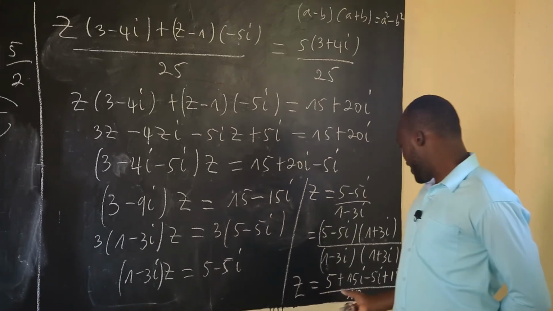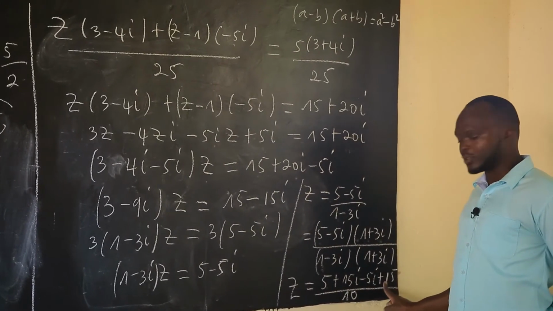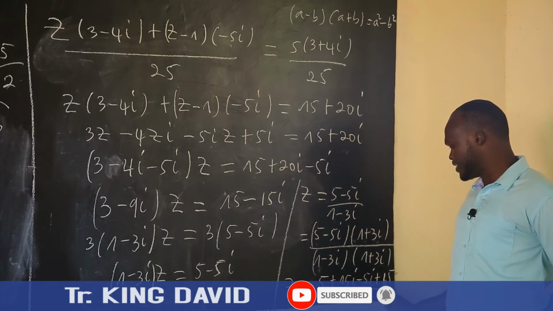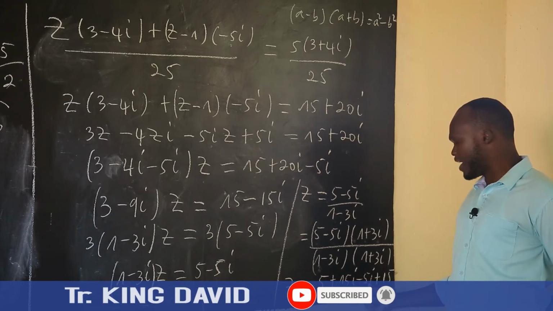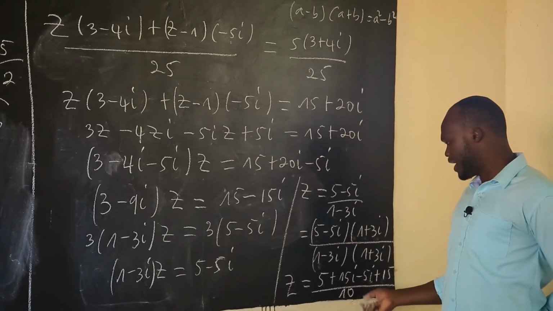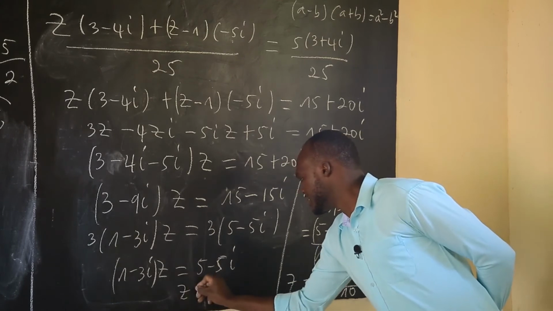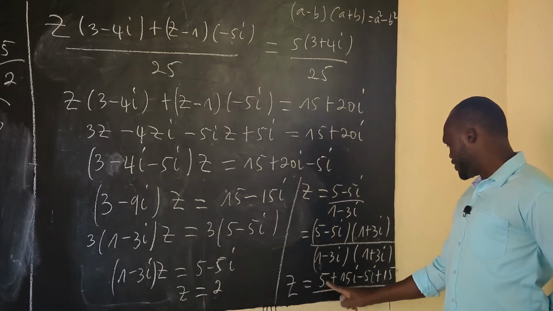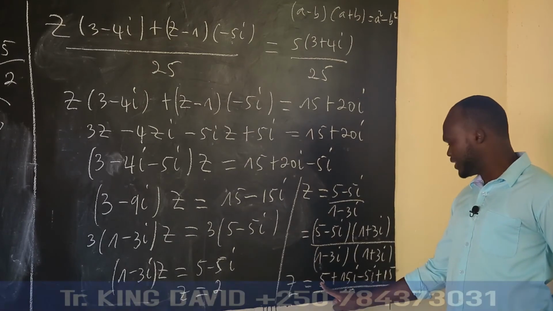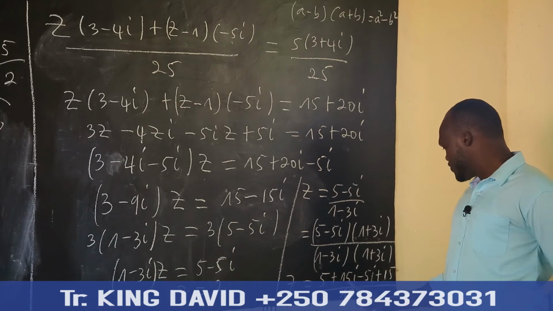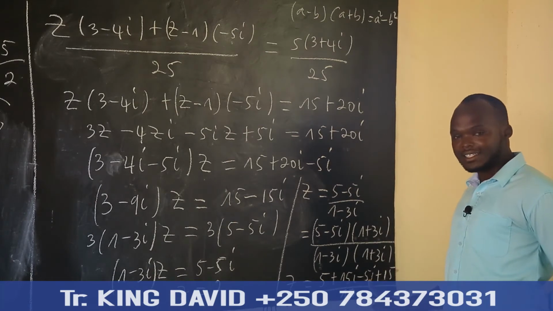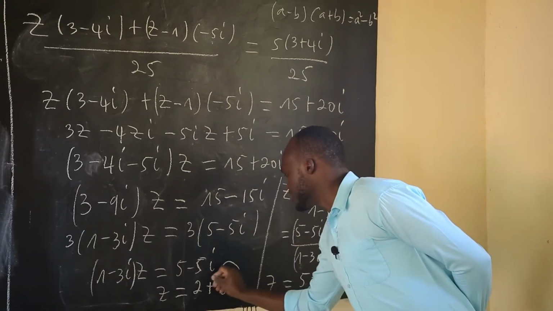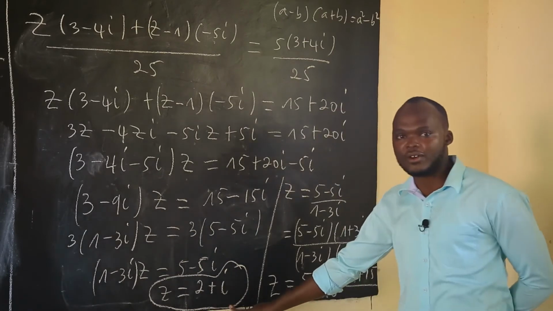So then, 5 plus 15, it will be 20. And here it will be 10. Then 15i minus 5i, that is 10i. So that means our z here is 20 divided by 10, that is 2. 15 plus 5, it is 20, divided by 10, that is 2. 15i minus 5i, that is 10i. 10i divided by 10, that is i. So this will be the value of z.